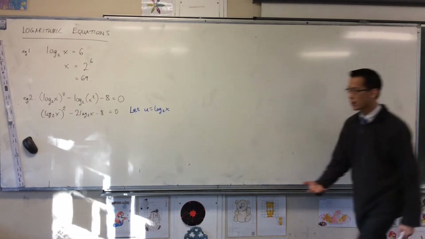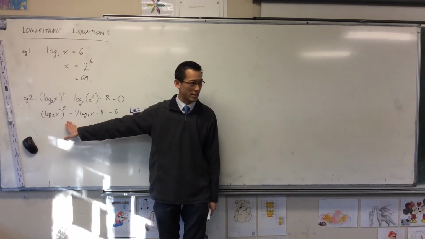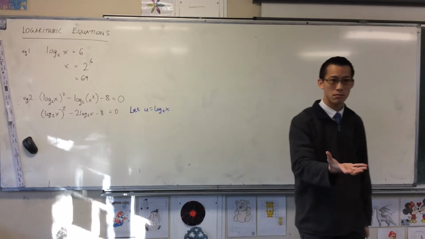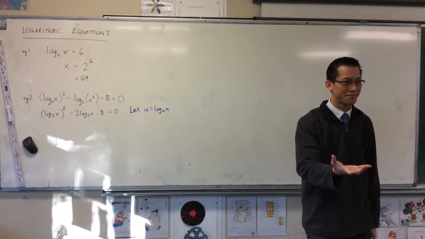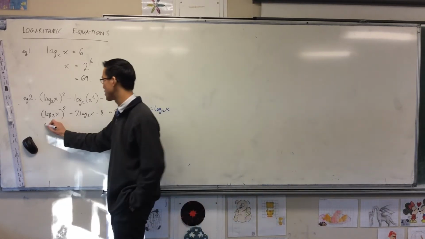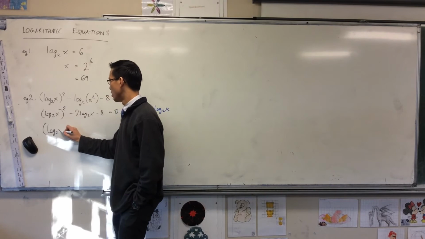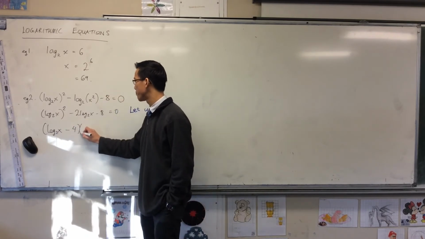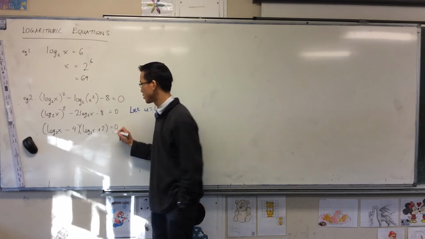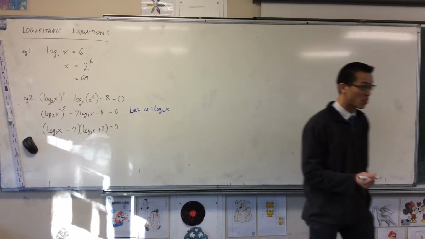You might be able to see, okay, I want a pair of numbers, they add to minus 2, they multiply to minus 8. The pair of numbers is? Negative 4 and positive 2. So when I factorize this, this is what I get. Log base 2 of x minus 4, log base 2 of x plus 2. You happy with that? Does that make sense so far?